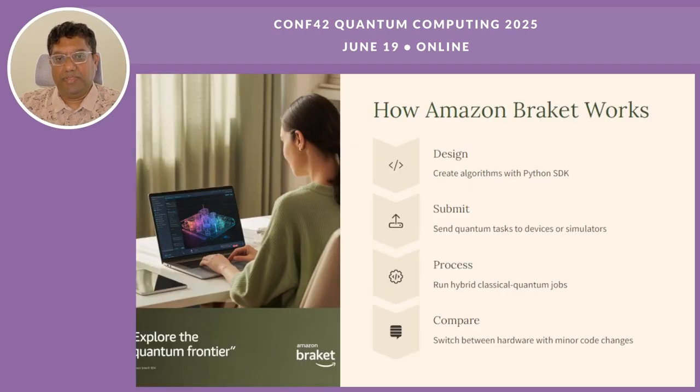How Amazon Braket works. First, we create algorithms with the Python SDK, and then we submit quantum tasks to devices or simulators. Then we run on the hardware and classical computers, like we run hybrid quantum jobs on quantum hardware and classical computers, and then we compare the results. Then we switch between hardware with minor code changes based upon how our results came up.